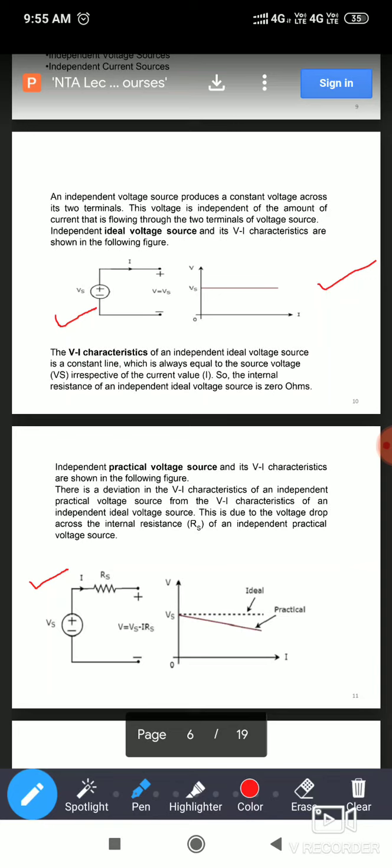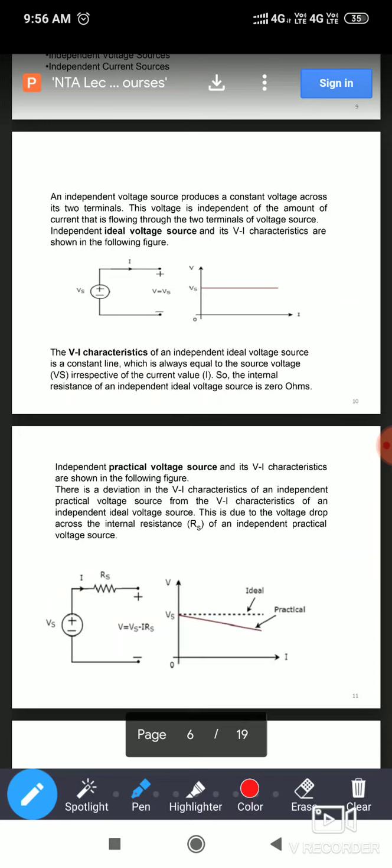So what is the practical voltage source? Here, if you compare the above graph with the below graph, the line is tilted. Why is it happening? Because some voltage will drop across RS. Some current is flowing through that RS, due to which some voltage will drop across RS, and due to which the graph will get tilted. So we get practical voltage sources every time. It is not easy to get the ideal voltage source.